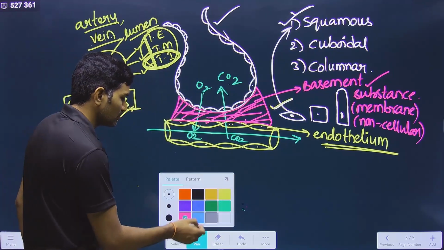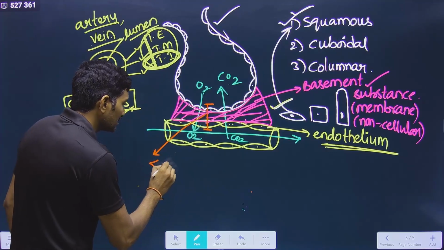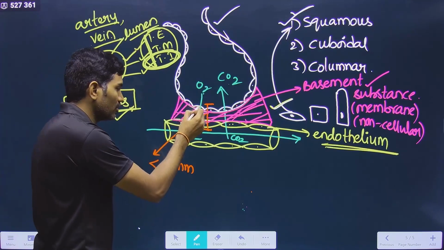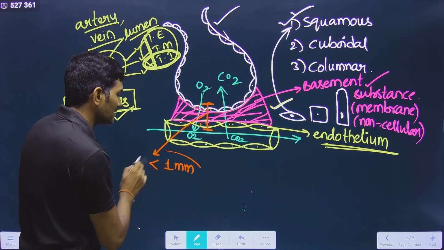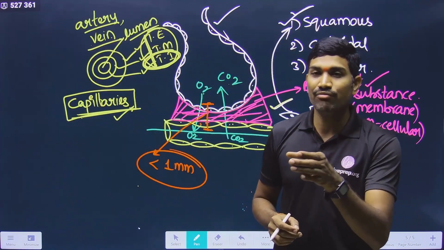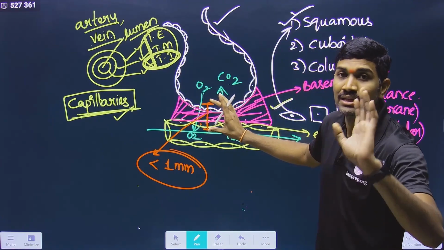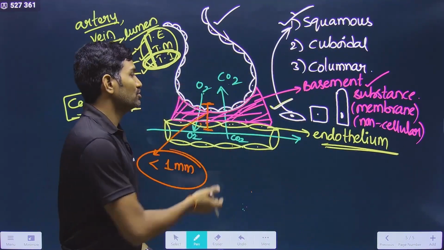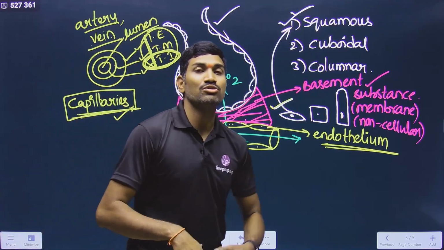Now in conclusion, what is the thickness of this particular membrane? It is less than 1 millimeter. For all three, the wall of the alveolus, the wall of the blood capillary, plus the basement membrane, combined, the thickness is less than 1 millimeter technically. So all three combined are called the diffusion membrane. This diffusion membrane thickness is very, very less. That's why diffusion of gases can occur very easily. So in this way, the thickness of the diffusion membrane is also very, very important.